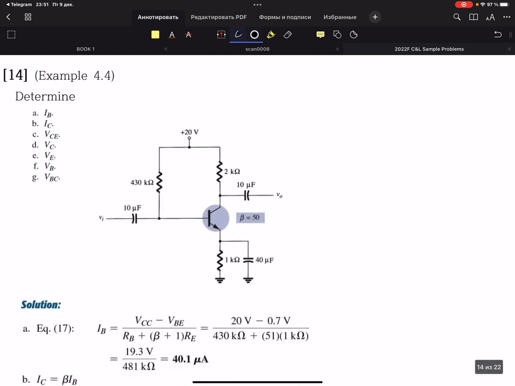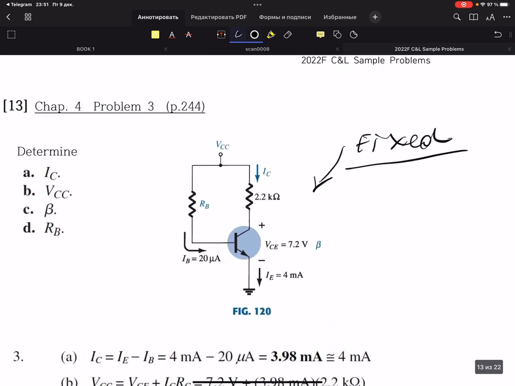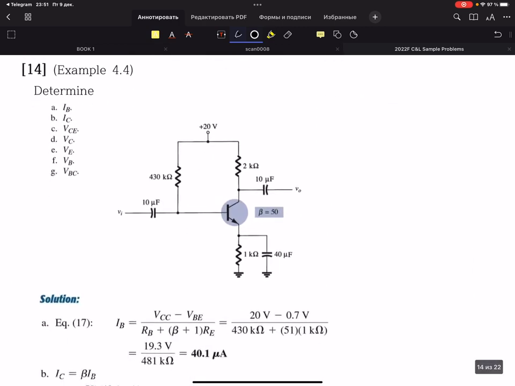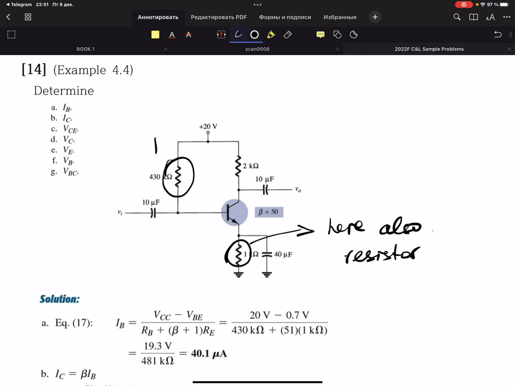Okay, this one is not fixed, and this one is emitter. Emitter, what does it mean? If you remember, in this branch we didn't have anything. Our VE was 0, right? In emitter we have a resistor here. Everything else is still the same, here there's only one resistor, but now here also a resistor. In fixed there was no resistor, but in emitter there is, so that's why it's emitter. We're going to analyze this in the next tutorial.